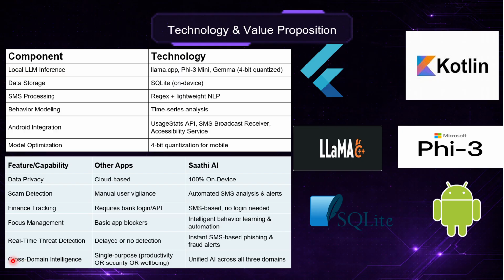The last point is cross domain intelligence. For example, all other apps are single purpose. It's either just fraud detection, or productivity, or well-being. Ours is an AI system which runs across all the three domains we're going to solve.